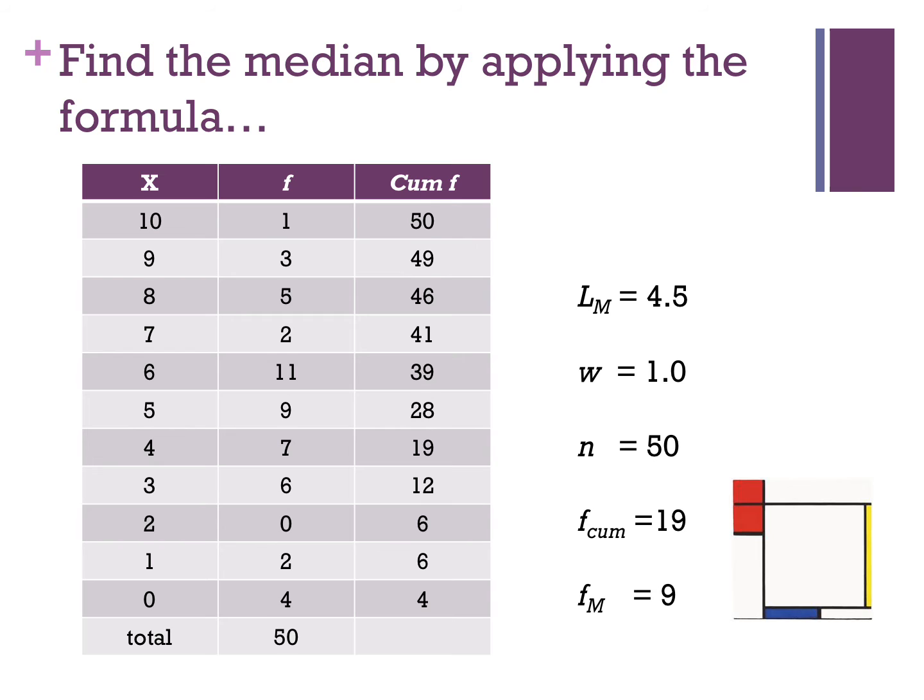And to show you that the formula gives a more precise answer, let's crunch the numbers. The median's interval lies between 4.5 and 5.5. So the lower limit of the median's interval is 4.5. The interval width, w, is 1. The sample size, n, is 50. And the frequency of the median's interval, f sub m, is 9. And the cumulative frequency of the interval below the median's interval, f sub cum, is 19.